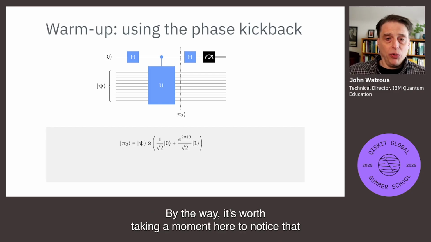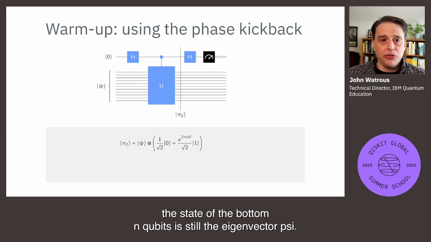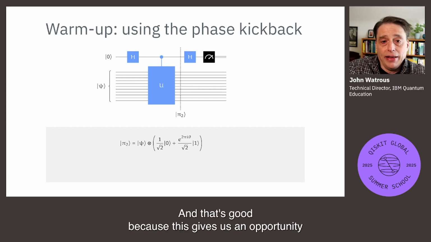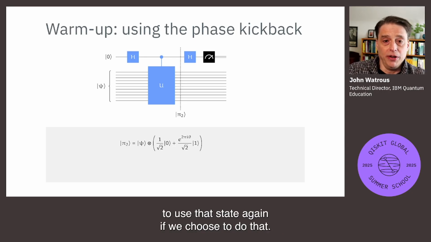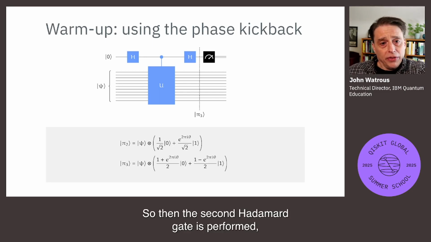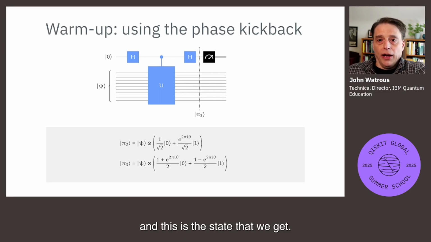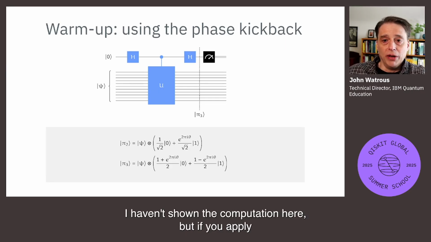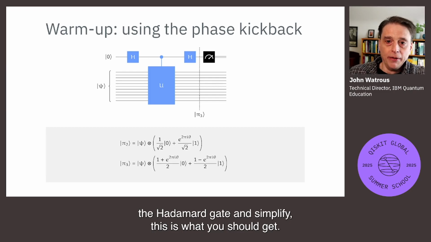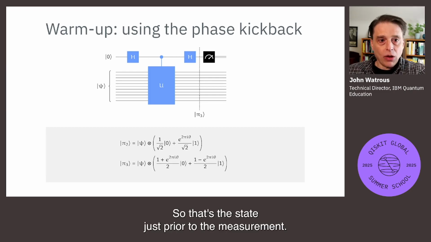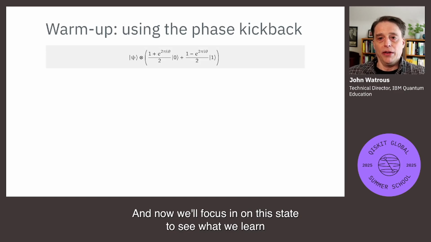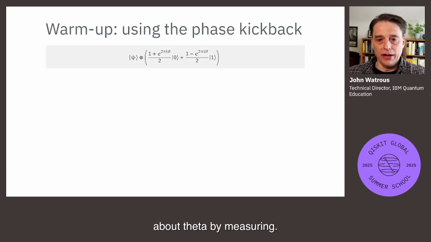By the way, it's worth taking a moment here to notice that the state of the bottom n qubits is still the eigenvector psi, and that's good because this gives us an opportunity to use that state again if we choose to do that. So then the second Hadamard gate is performed, and this is the state that we get. I haven't shown the computation here, but if you apply the Hadamard gate and simplify, this is what you should get. So that's the state just prior to the measurement. And now we'll focus in on this state to see what we learn about theta by measuring.